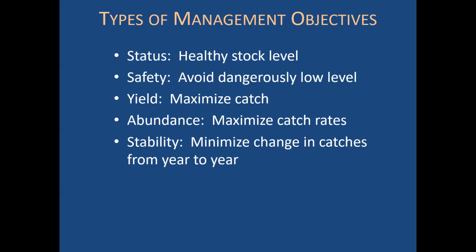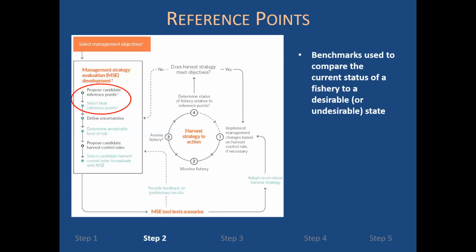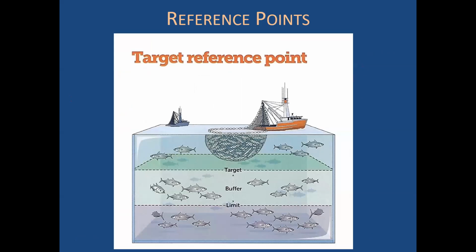Okay, so moving to step 2 in your MSE development phase, I'm guessing most of you have heard about reference points in the context of fisheries, and these reference points are the benchmarks we use to compare the current stock status to a desirable or undesirable state. So your BMSY is the most common reference point for fisheries, and is typically a target reference point. And so what we call a target reference point is the level of abundance of a population where we want to be.